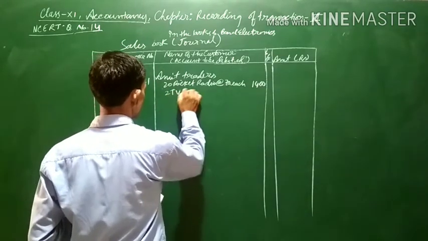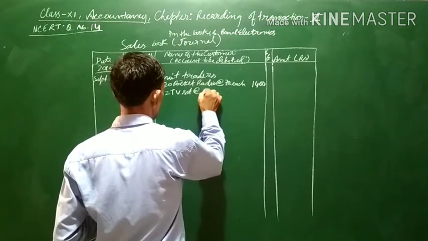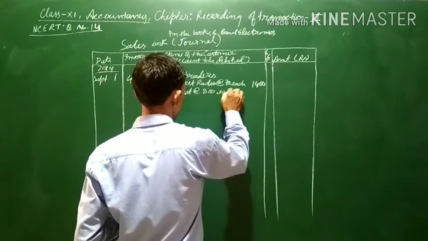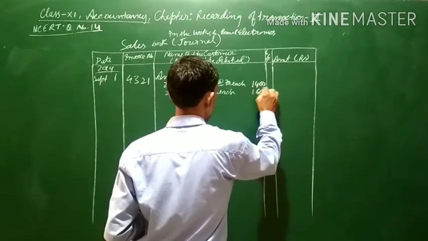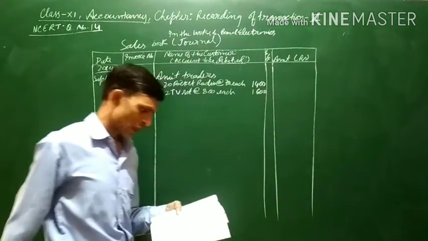Then 2 TV sets, black and white TV, at the rate of 800 per TV. 2 times 800 will come to 1,600.